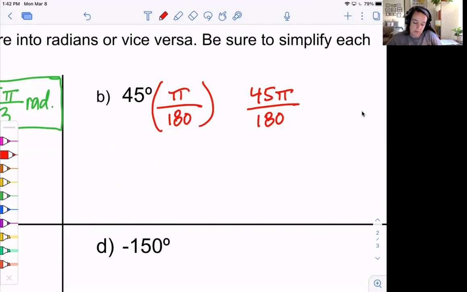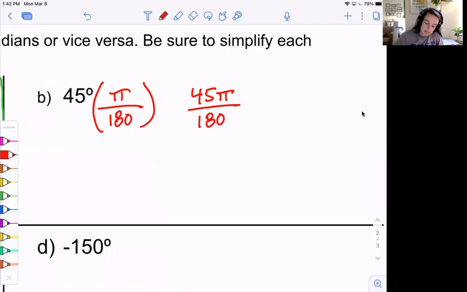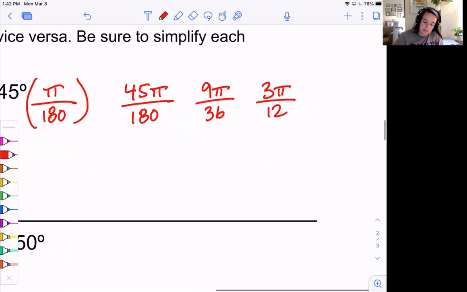They are both divisible by 3. So they're both going to be divisible by 15. So you can take two steps at this if you want. Like dividing by 5, I'd get 9 pi over 180 divided by 5, using my calculator, is 36. And then I see, oh, they're still divisible by 3 each. So 3 pi over 12. They're still divisible by 3. So pi over 4.